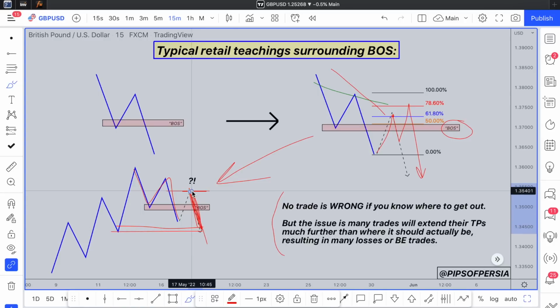But that's the exact issue. In the typical retail teachings that accompany structure, they do not exactly tell you where to get out. Oftentimes it's just the fib extension, or it's just the next low, or the next moving average. It's quite vague. You don't know exactly where to get out. That's why a lot of the times it will result in either losses or break even trades.